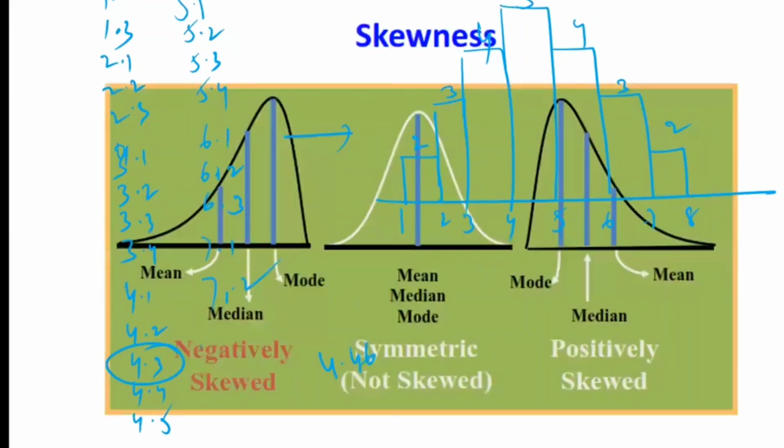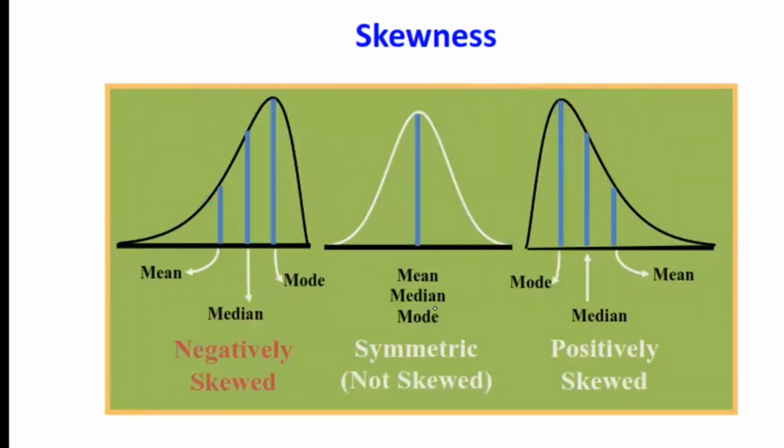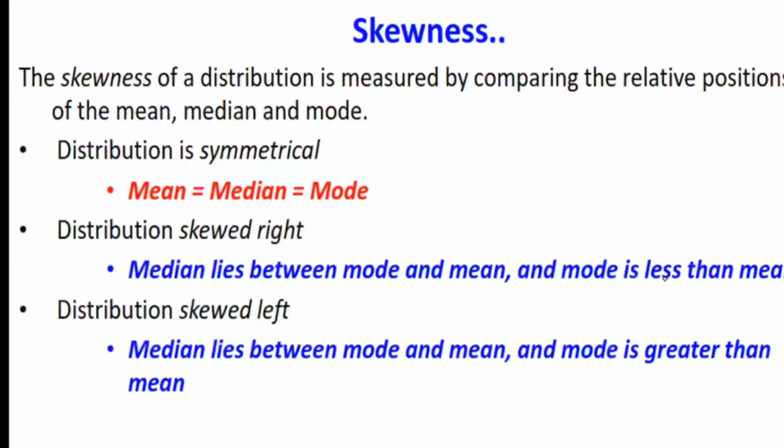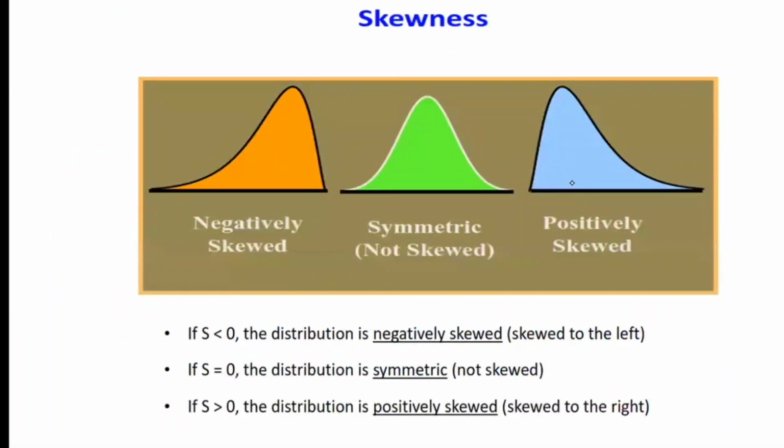For the normal distribution, the mean and median will be the same, whereas for left skewed, the mean is going to be less than the median. For right skewed, the mean will be greater than the median. Right?